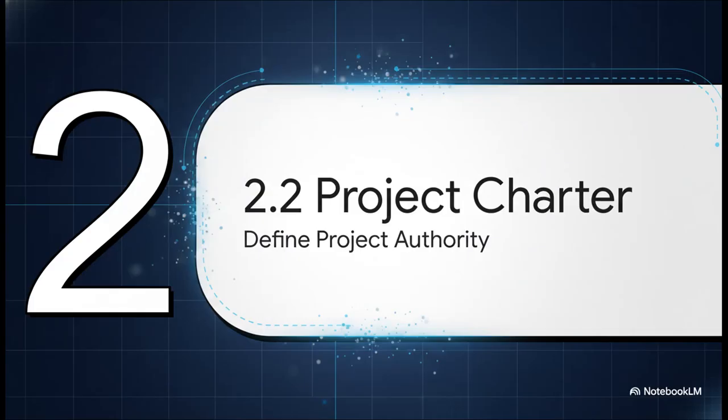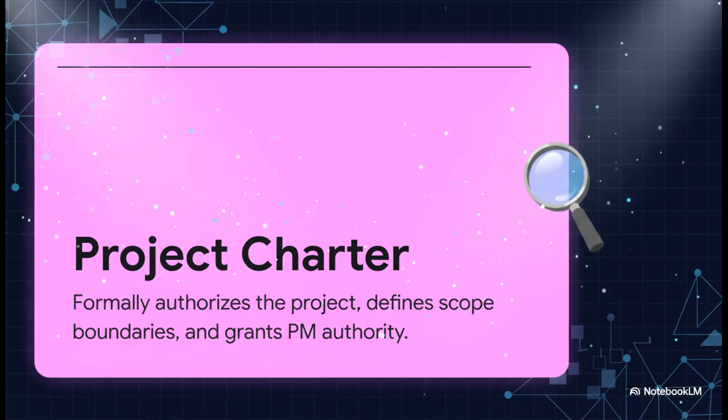Okay, let's move on to Section 2.2, the project charter, where we authorize and define project authority. So what does a project charter actually do in practice? Well, it formally authorizes the project, sets up measurable success criteria, establishes your boundaries, and officially gives the project manager the authority to use organizational resources. This section is important because without a charter, your project basically lacks formal authorization, making it incredibly vulnerable to scope creep right from day one. And we've all been there, right?